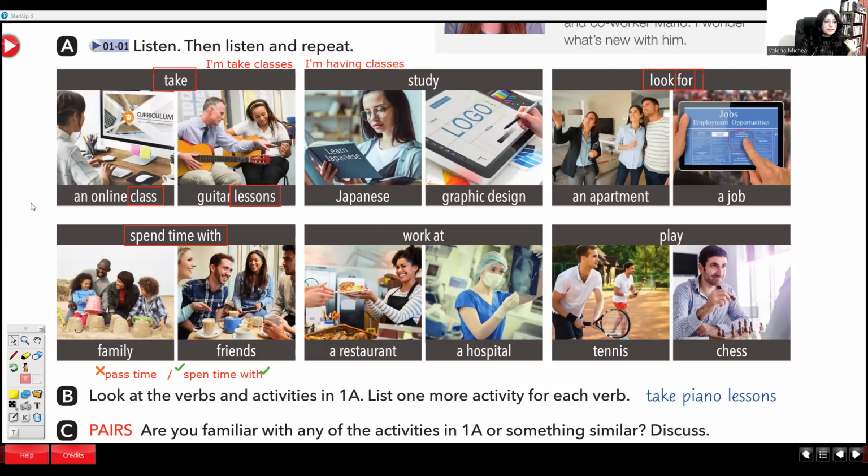What else do we have? That's not what I'm looking for. So work at, this is very important because when I get my students to introduce themselves, they always say, hi, my name is Juanito, and I work in the Catholic University, and that's not the preposition that we use to talk about a place where you work. So you have to say, I work at the Catholic University, I work at a hospital, at etc.